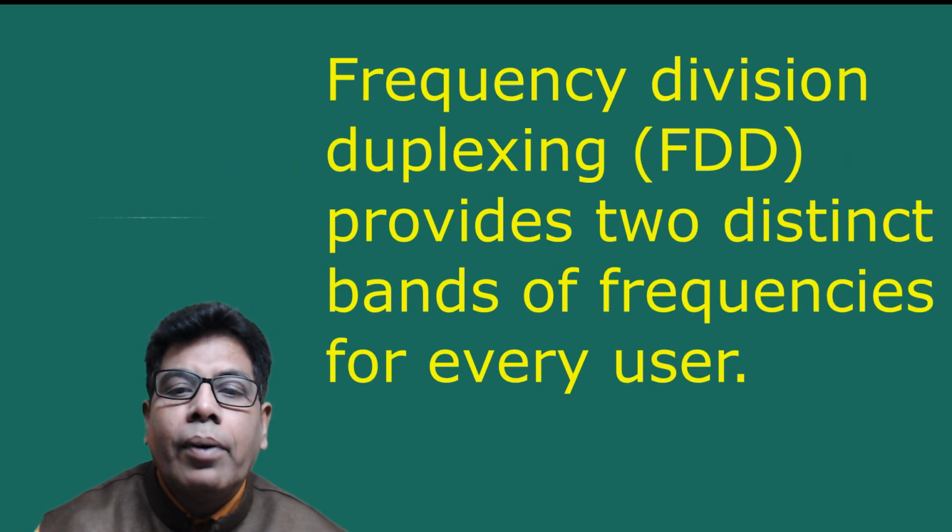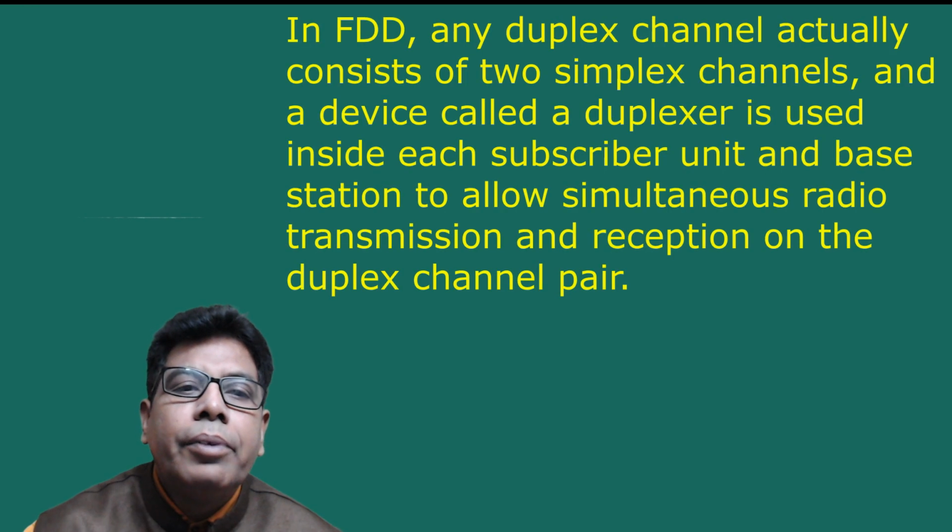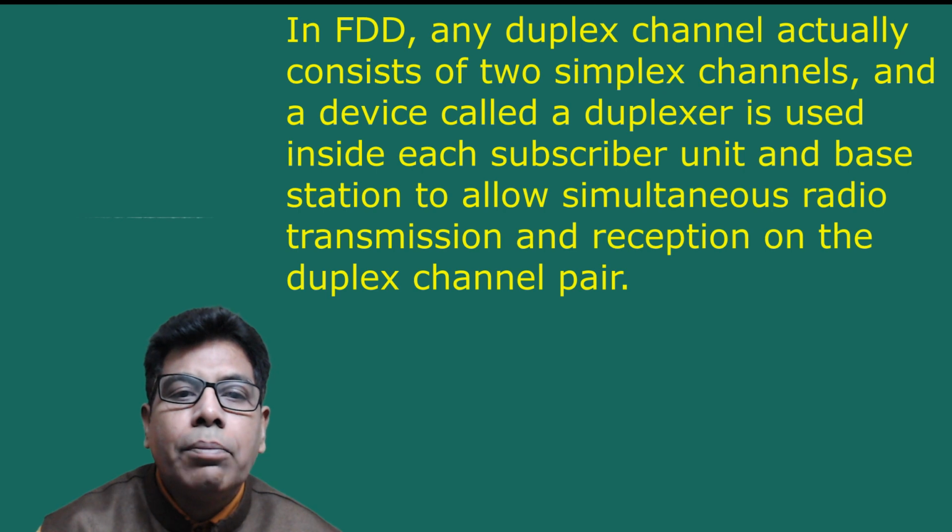Let us go to the frequency division duplexing. Frequency division duplexing provides two distinct bands of frequencies for every user. The forward band provides traffic from the base station to the mobile, and the reverse band provides traffic from the mobile to the base.